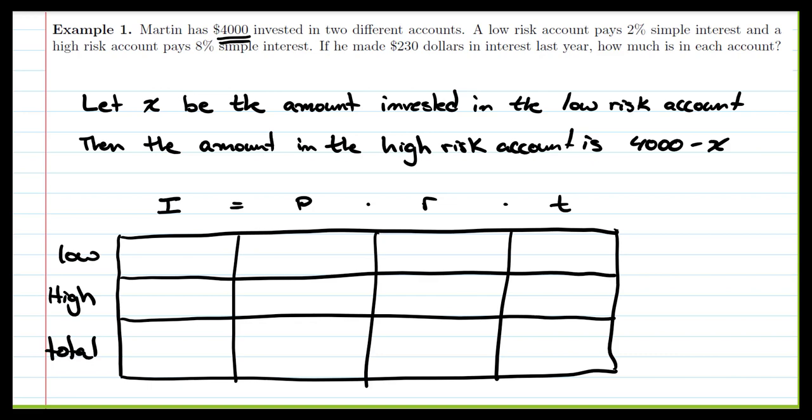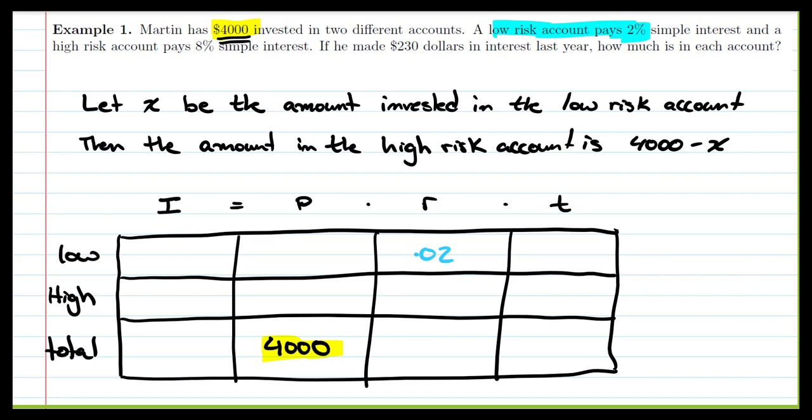So now I need to fill in this table. Martine has $4,000 invested in two different accounts. So that's not the amount in the low risk, it's not the amount in the high risk, but it is the total. So that means the 4,000 is going to go here in my table. The next piece of data we run into is our low risk account has a 2% interest, so that's our R, but before we can use R, we always have to convert our percents to a decimal by moving our decimal 2 places to the left.